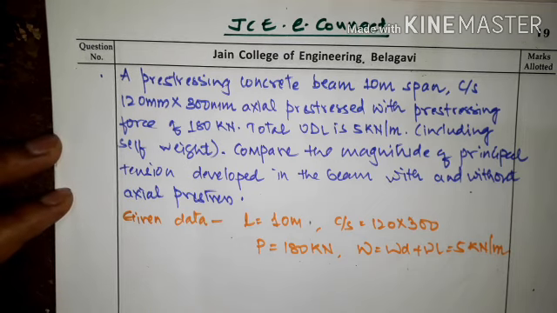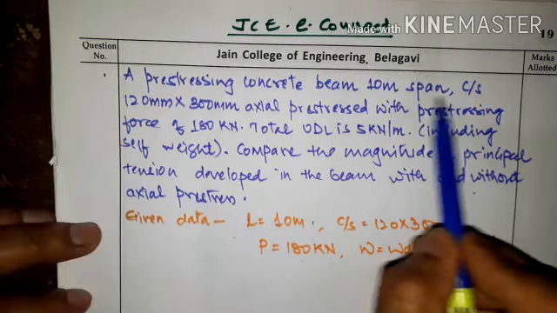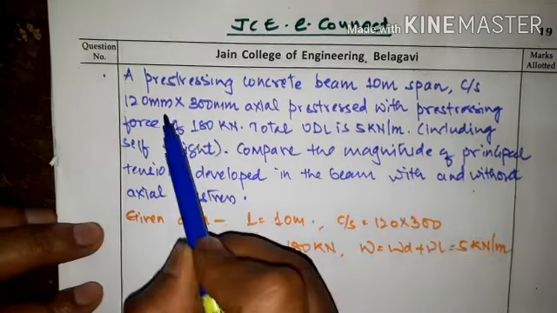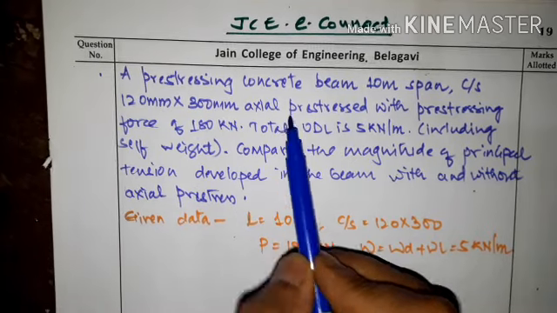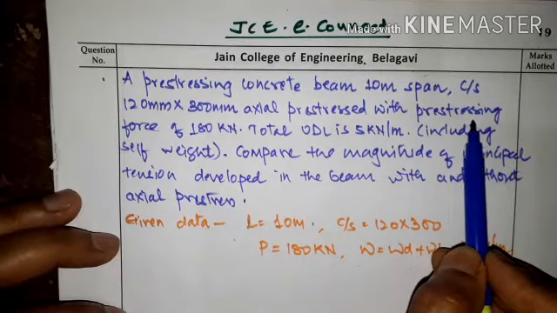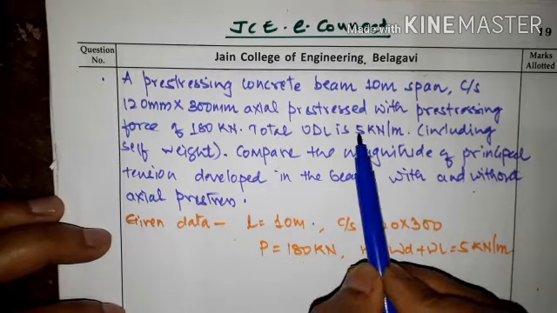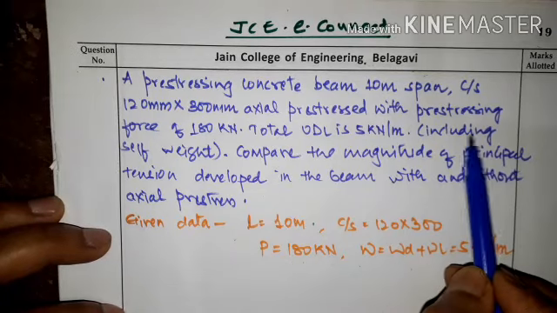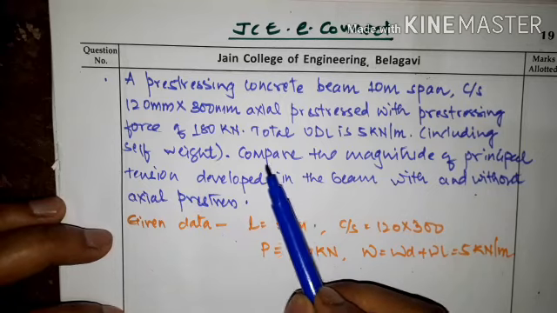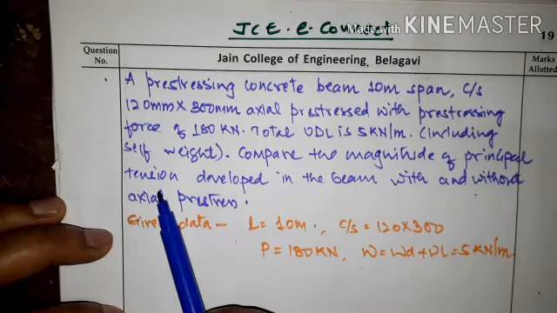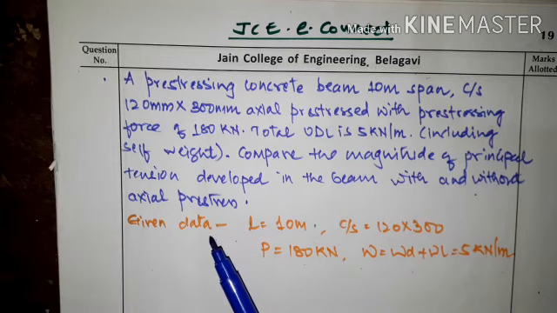It is given a pre-stressed concrete beam, 10-meter span, cross section 120 mm by 300 mm, axial pre-stress with a pre-stressing force of 180 kilonewton, and total UDL over the beam is 5 kilonewton per meter, including self-weight. Then we have to compare the magnitude of principal tension developed in the beam with and without axial pre-stress.